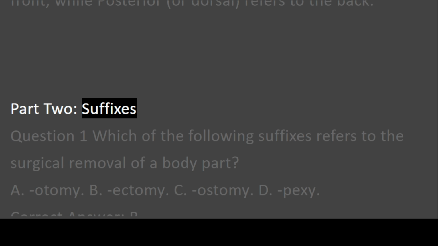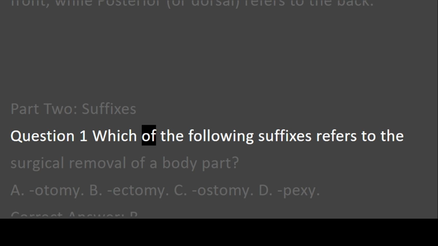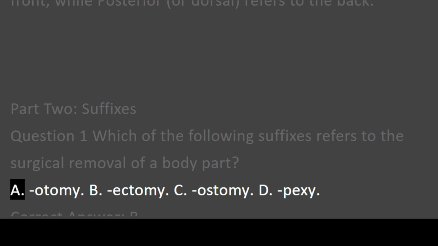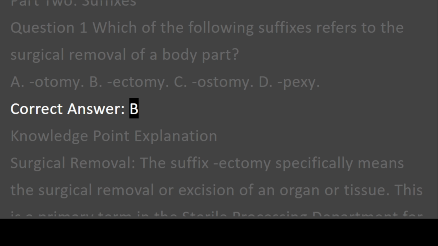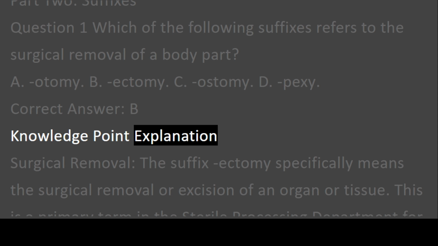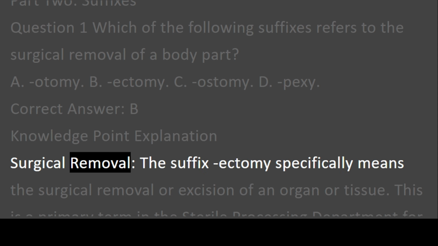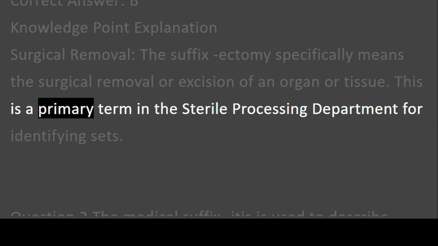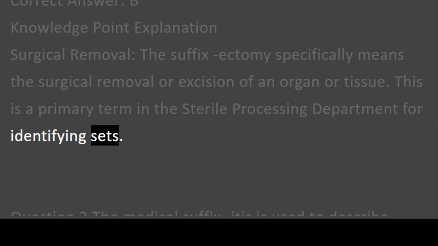Part 2. Suffixes. Question 1. Which of the following suffixes refers to the surgical removal of a body part? A. Otomy. B. Ectomy. C. Ostomy. D. Pexy. Correct answer, B. Knowledge point explanation. Surgical removal. The suffix ectomy specifically means the surgical removal or excision of an organ or tissue. This is a primary term in the sterile processing department for identifying sets.